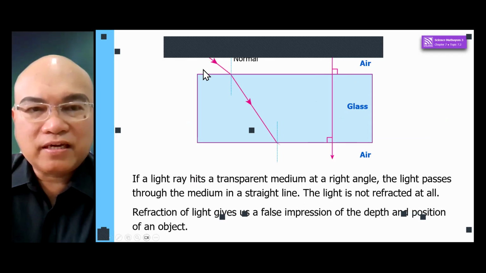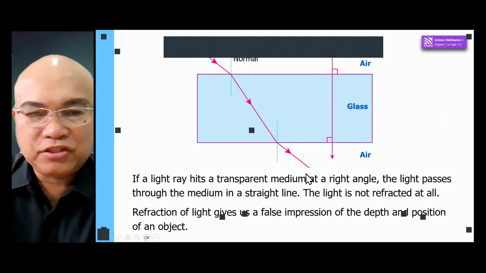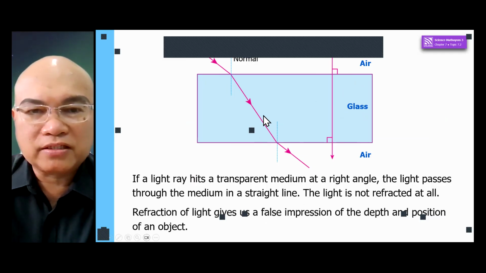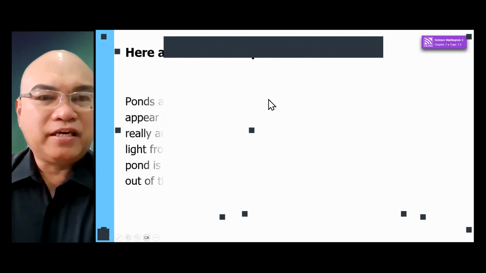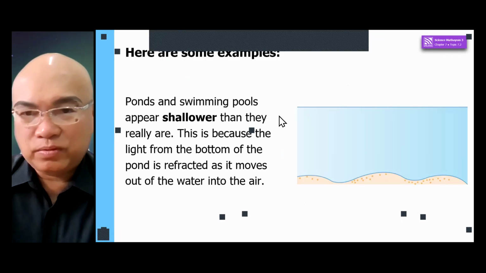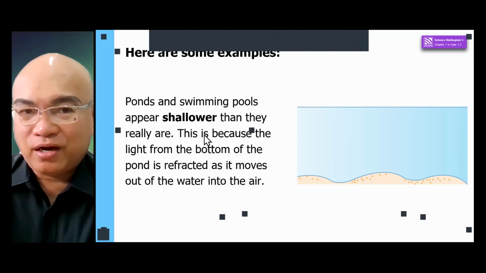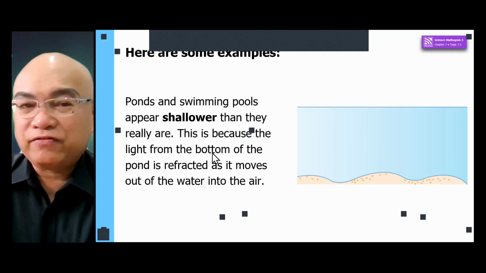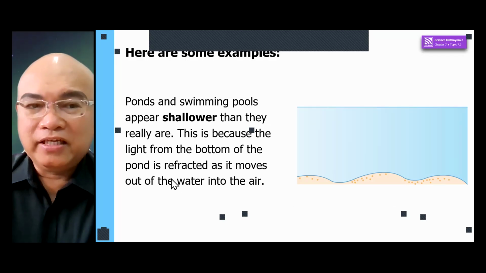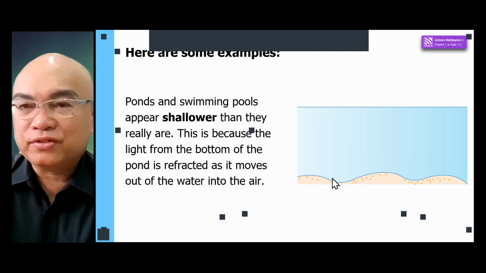Refraction of light gives a false impression of depth and position of an object. Now you see here are some examples. Ponds and swimming pools appear shallower than they really are. This is because the light from the bottom of the pond is refracted as it moves out of the water into the air.